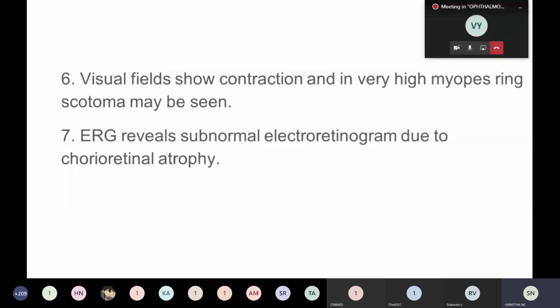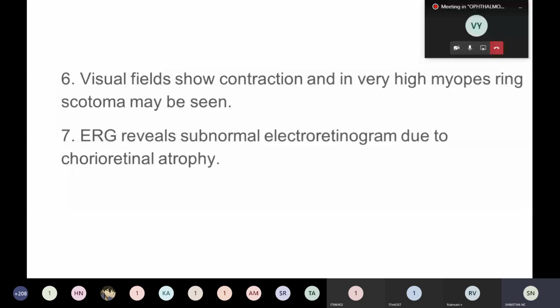Then there are electrophysiological tests like ERG, electroretinography. If you do an electroretinogram, you can see a subnormal electroretinogram due to chorioretinal atrophy. The choroid is atrophied, the retina is also atrophied, because the inner posterior segment structures are involved in high myopia. That is the reason why the patient will develop poor vision. So in very high myopes or pathological myopes, you can see a subnormal electroretinogram, which may be due to chorioretinal atrophy.